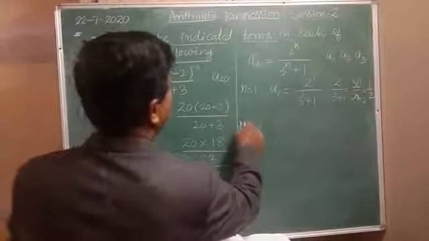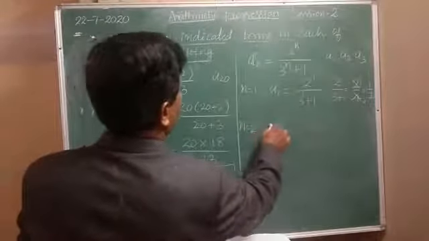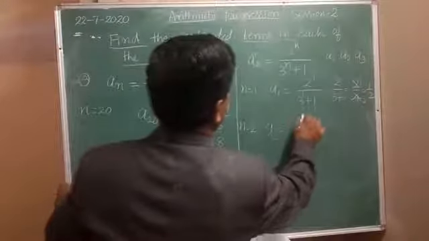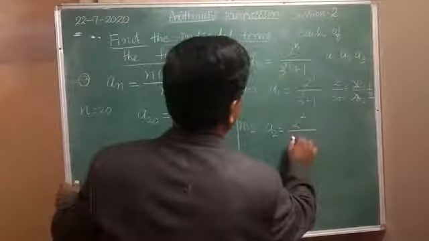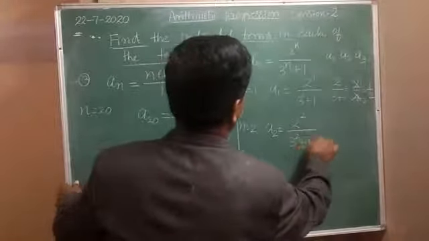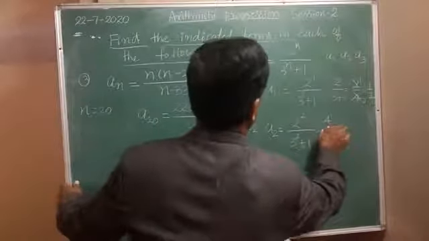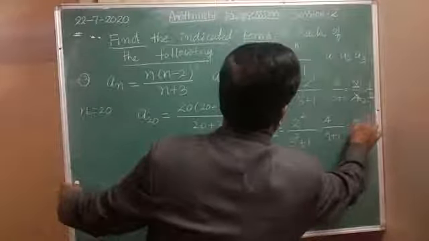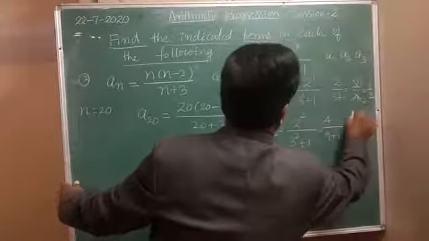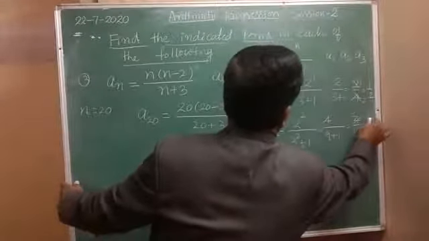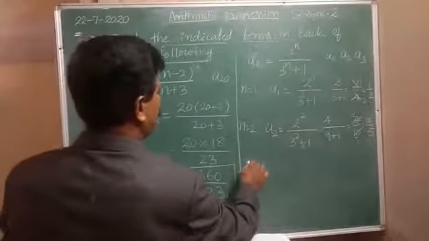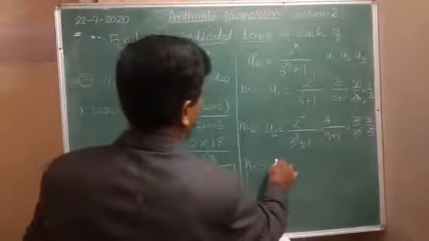Now n is equal to 2. Then A2 equals 2 to the power of 2 by 3 to the power of 2 plus 1. 2 square is 4, 3 square is 9, plus 1. That is 4 by 10. 2 2s are 4, 2 5s are 10. So 2 by 5. Then n is equal to 3.